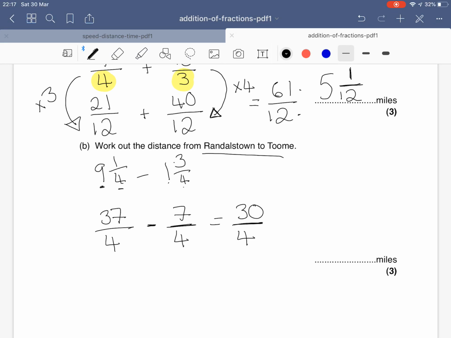You could just divide by 4 now, or we can change it into a mixed number. So how many times does 4 go into 30? That's 7. And how many would be left over? 2 out of the 4. We can simplify 2/4 to 1/2, so it's 7.5 miles.